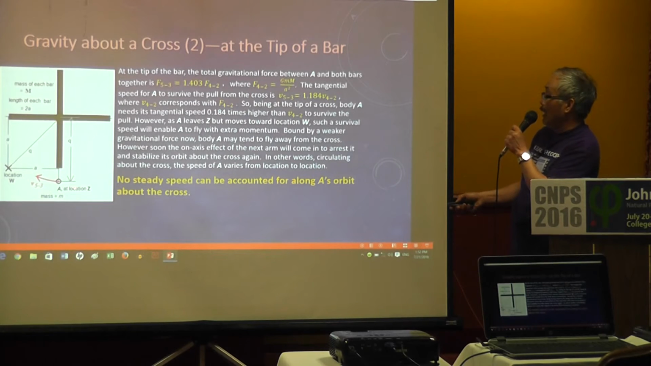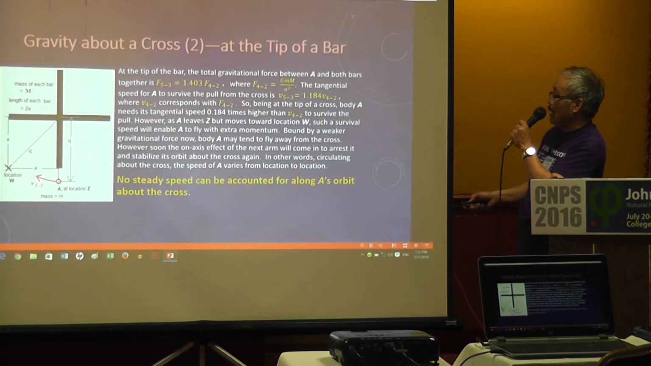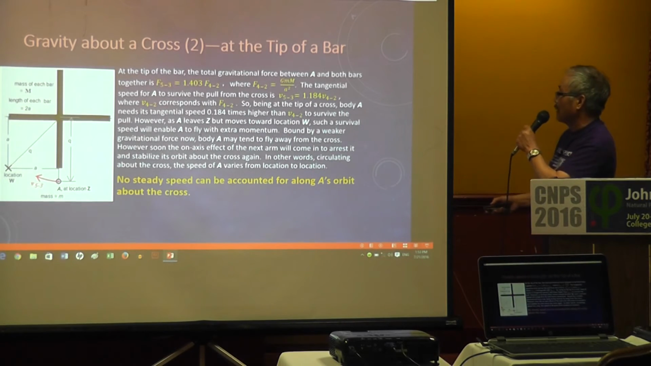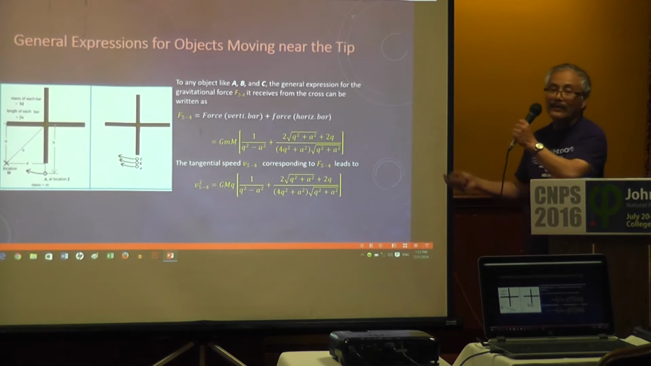However, at the tip of the cross, things are quite different. Over here, this body A must have a higher speed to survive the pull, because the gravitational pull here is stronger than over here, although the distances are the same. Next slide, please. Oh, sorry, previous.